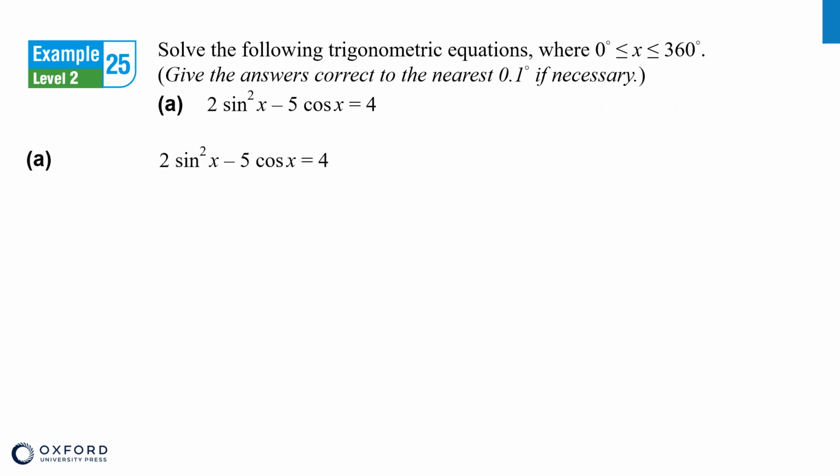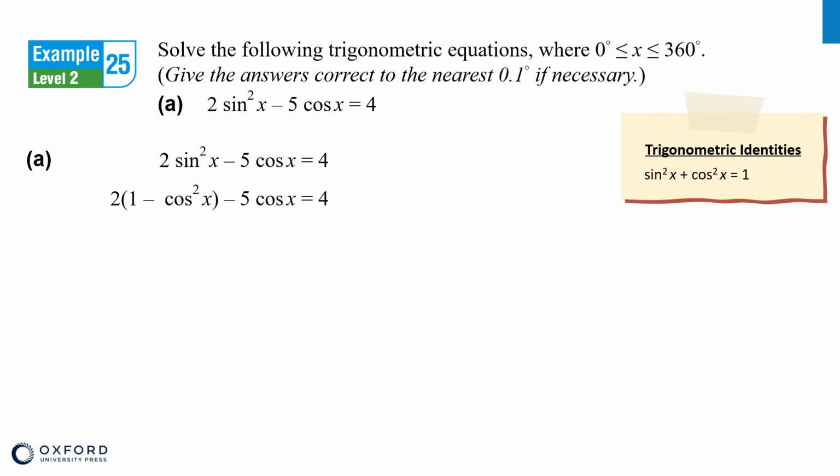Part A. 2 sine squared x minus 5 cosine x is equal to 4. This equation involves two kinds of trigonometric ratios, sine and cosine. The first step in solving such kind of problems is to make only one kind of ratios left. One commonly used technique is the trigonometric identities. In this case, we convert sine squared x to 1 minus cosine squared x to make only the cosine ratio left. Then we've got the quadratic equations involving cosine x.